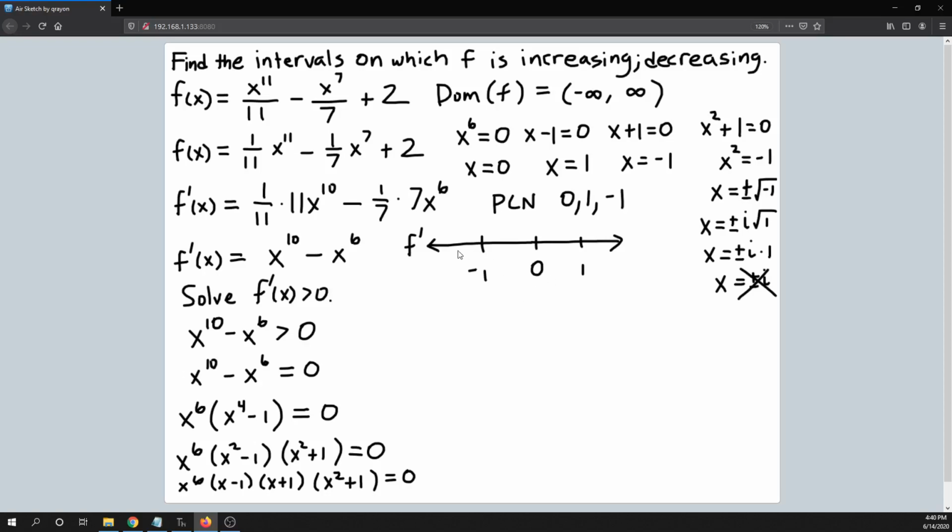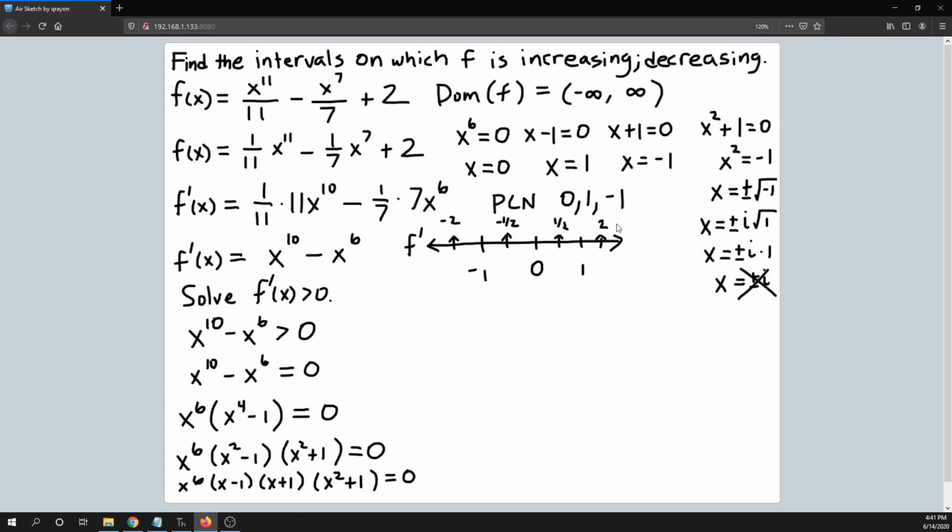All right, and so then what we need to do is to pick some test points on each of these intervals. These possible critical numbers divide the domain of f prime into 1, 2, 3, 4 pieces. So we need to pick a point on each of those. So I'm going to pick 2 over here. I'm going to pick a half in here. I'm going to pick minus a half in here. And I'm going to pick minus 2 on this piece.